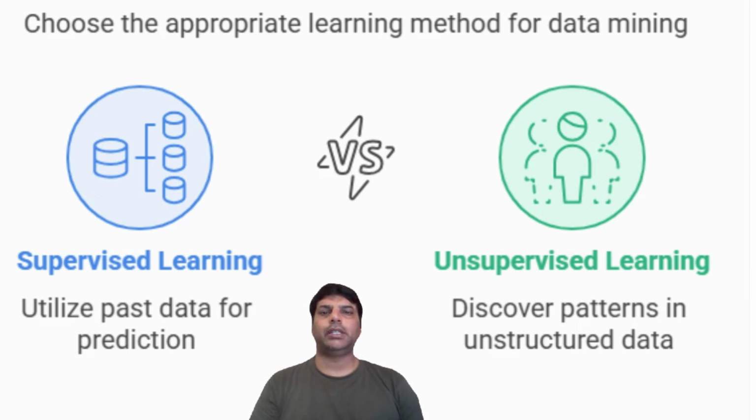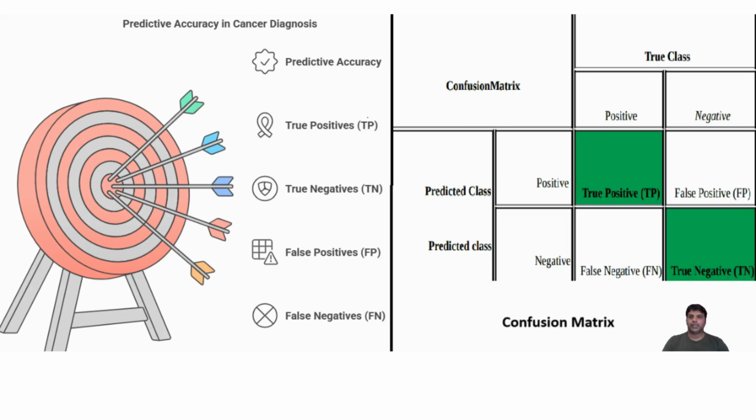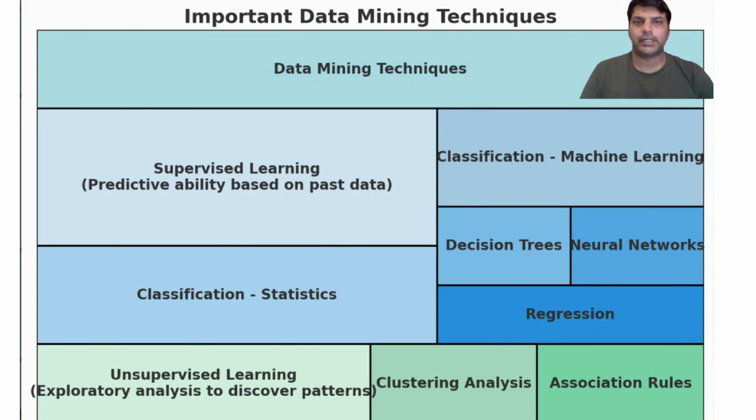There are two primary kinds of errors in cancer patients. If a cancerous patient is predicted as not having cancer. Supervised learning and unsupervised learning, let's explore both in detail. Number one, supervised learning, predictive model. Supervised learning is when past data is used to train models to make predictions.